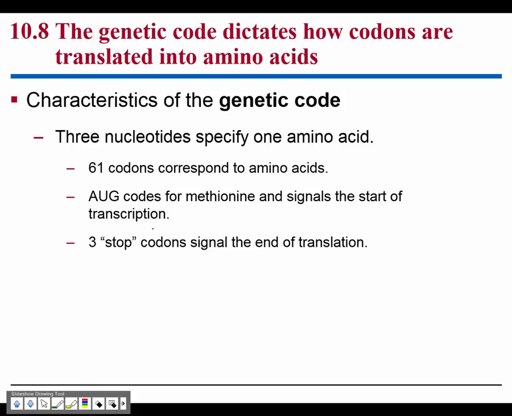So 3 nucleotides are going to specify 1 amino acid. That is the codon. 61 codons correspond to amino acids. So that means there are signals, codon signals, to start and stop transcription. So there's 3 of those. There were 64 total codons, but 3 of them stop. So it tells your body, okay, stop making the protein right here.